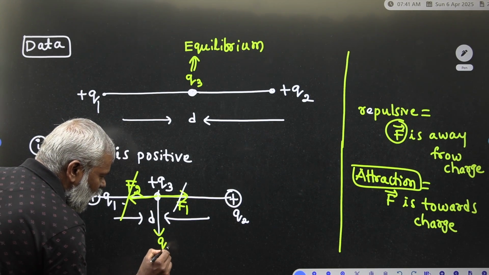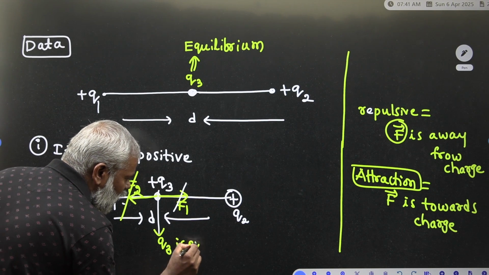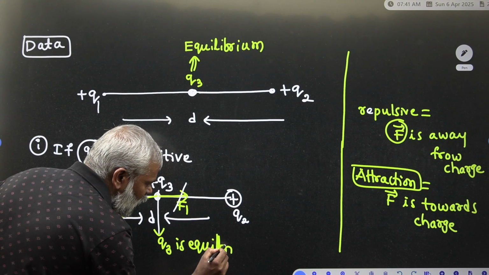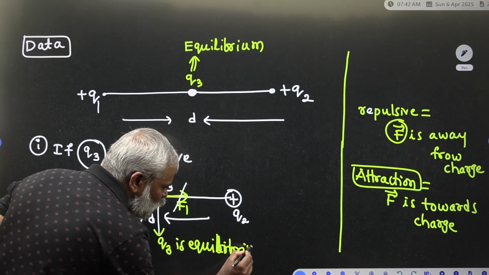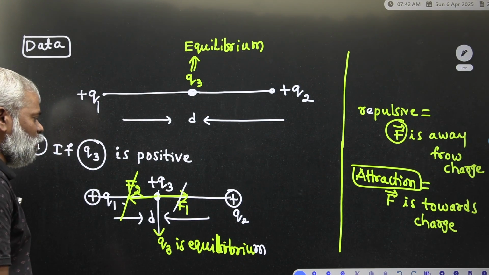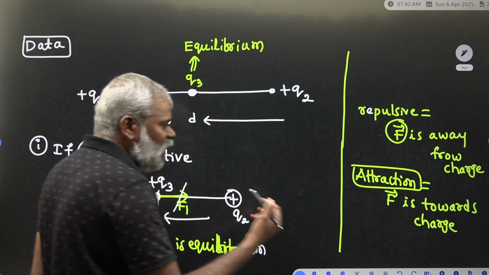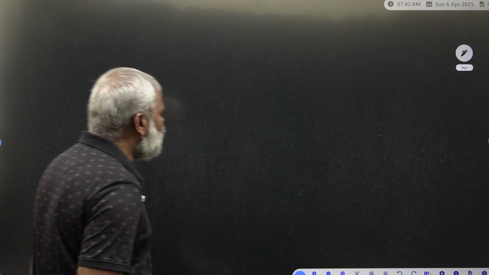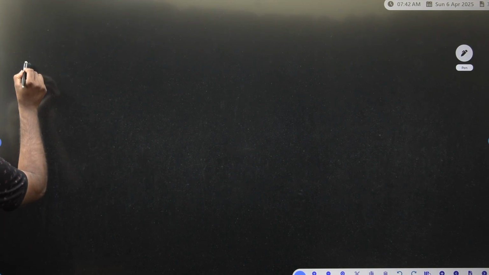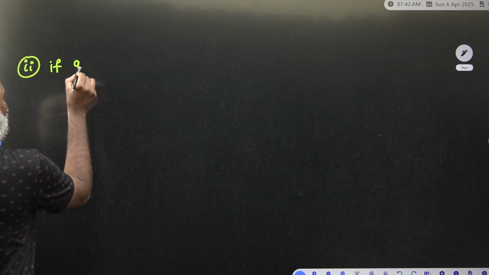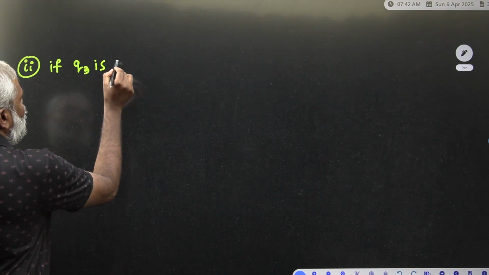Therefore Q3 is in equilibrium. If it is positive also, it can act as an equilibrium. Now you have to take the second condition possibility: if Q3 is negative, you have to consider.